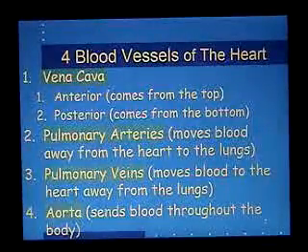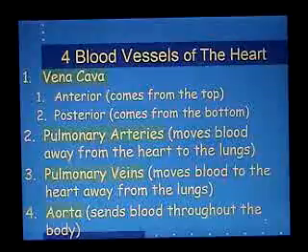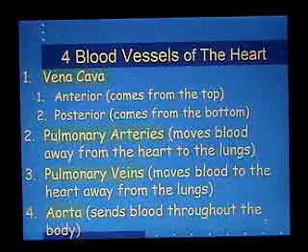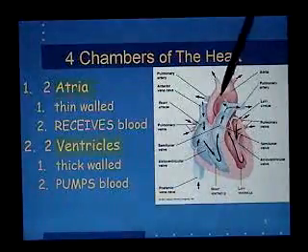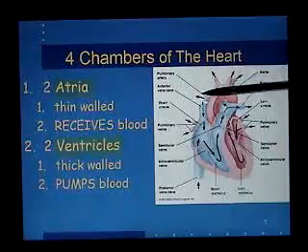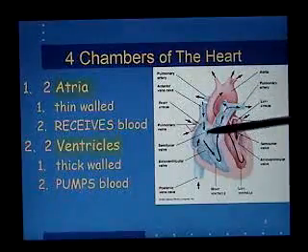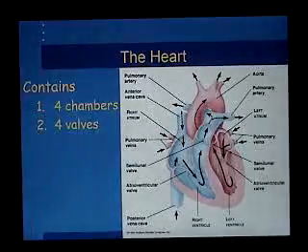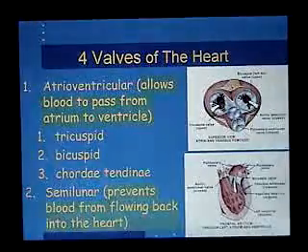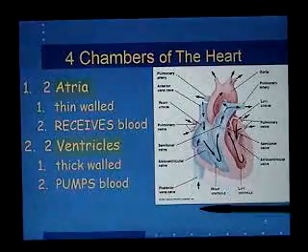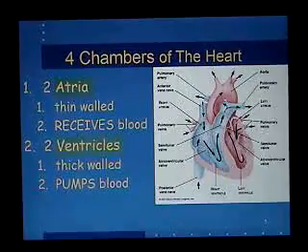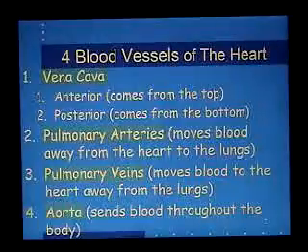There's four blood vessels of the heart. There's the vena cava, and if it's the anterior vena cava, it comes from the top. So if you look back here, here's your anterior vena cava. So the vena cava is a vein, and it's bringing all the blood from the top of your body into the heart again, into the right atrium. You've also got a posterior vena cava. Here's the posterior vena cava. It's coming from the bottom of the body back into the right ventricle. It's collecting all the blood from the bottom of the body.